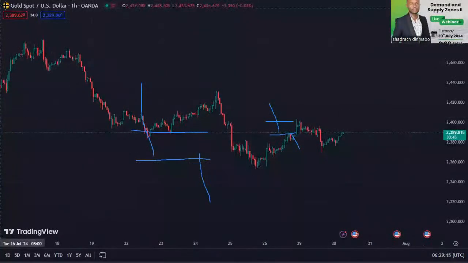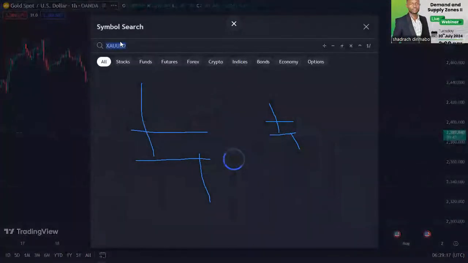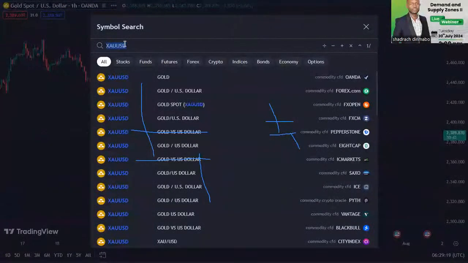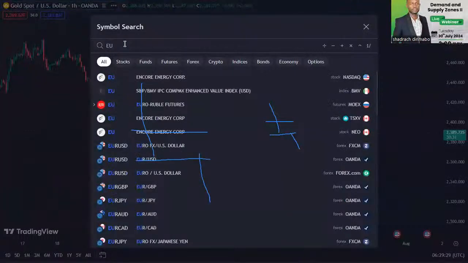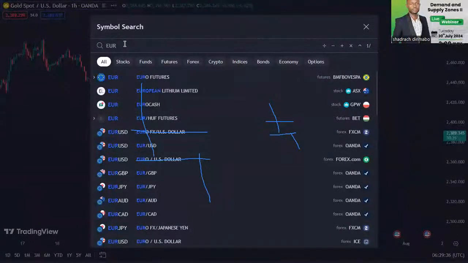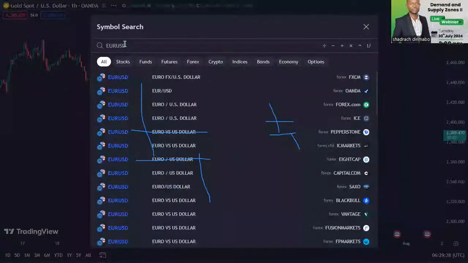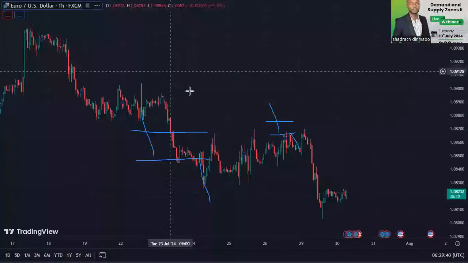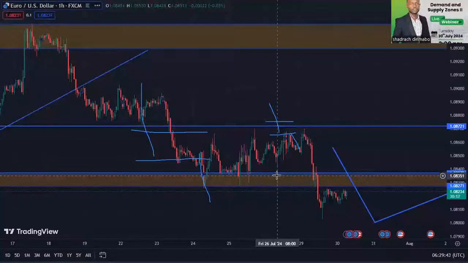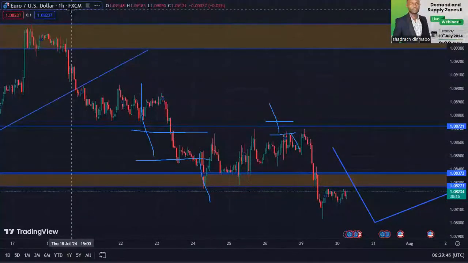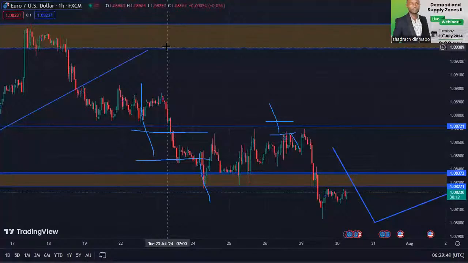Let's just check another asset. Let's say maybe GBP/USD, or no, let's look at EUR/USD. If I check GBP/USD, it almost has the same structure as EUR/USD sometimes. Sorry, gold. So let's look at EUR/USD. All right, so let's see.